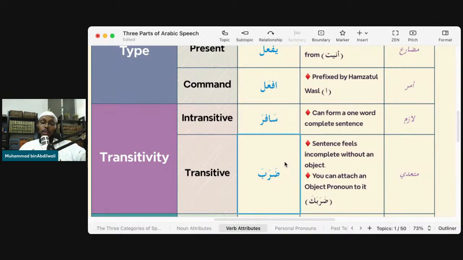So let me give you an example. This is an example: daraba, to hit. If I say to you, for example, Khalid hit, just like that, Khalid hit, you're going to have a question mark in your head. And there's going to be a gap there in information or in terms of the sentence. And you're going to ask me, who did he hit? Now, why are you asking me who Khalid hit?